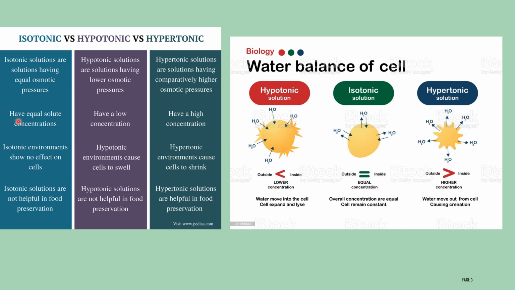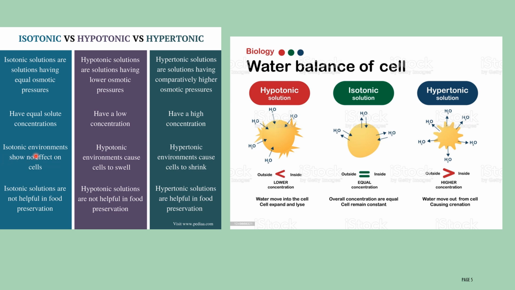The next one, isotonic solutions have equal solute concentration. In the isotonic solution, the concentration of the solute inside the cell and outside the cell is the same, therefore they possess equal solute concentration. Then hypotonic solutions have a low concentration. In the case of a hypotonic solution, inside the cell they will possess low concentration. The next one, hypertonic solutions have a high concentration, because the solute concentration inside the cell will be more.